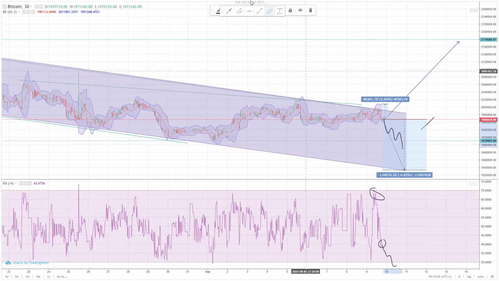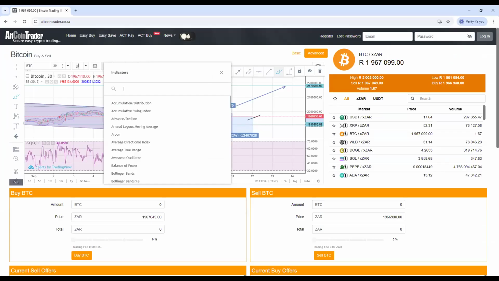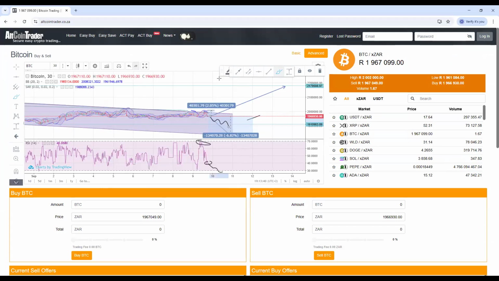Then we have the parabolic SAR. That was the next tool we use. So what we're doing now is layering one indicator on top of the other.